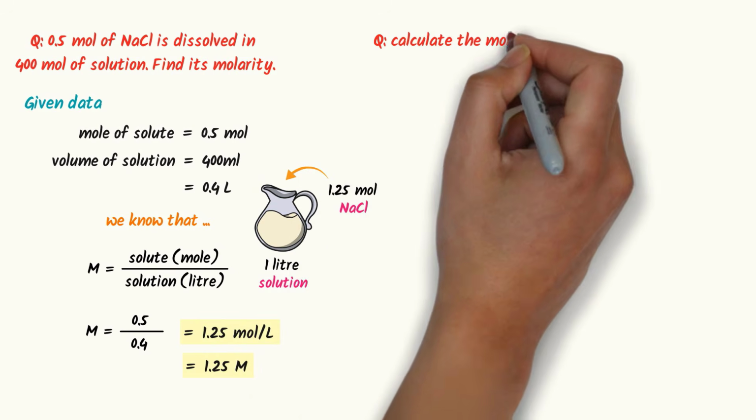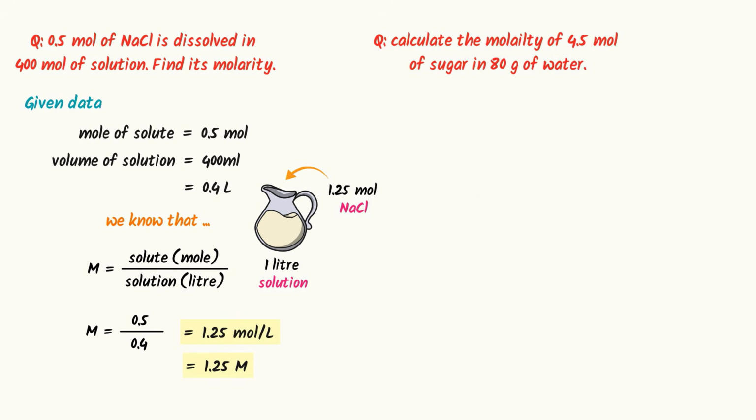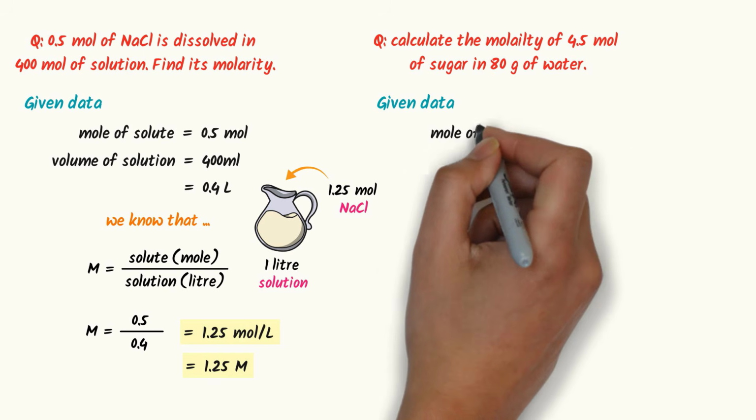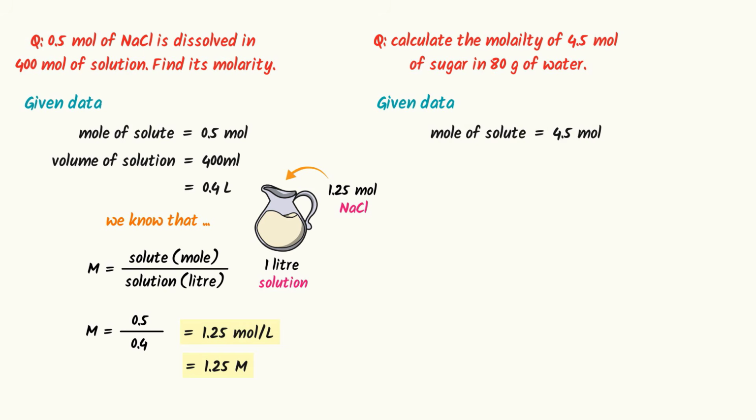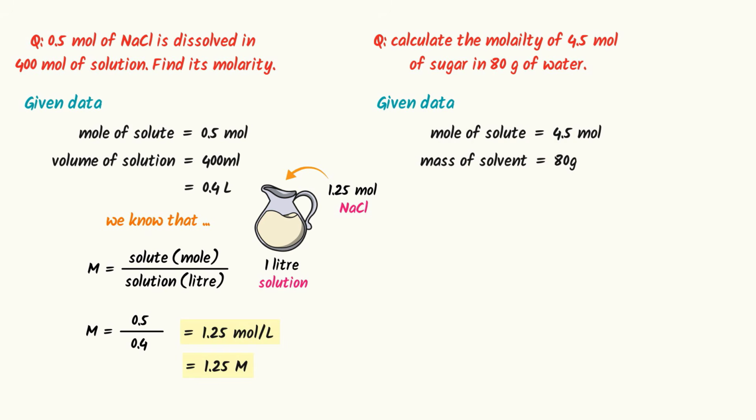Secondly, calculate the molality of 4.5 mole of sugar and 80 gram of water. Well, I write the given data. The given number of moles of a solute is 4.5 mole. The given mass of a solvent is 80 gram. I convert this 80 gram to kg. I get 0.80 kg. We know that molality m is equal to number of moles of a solute upon mass of a solvent in kg.